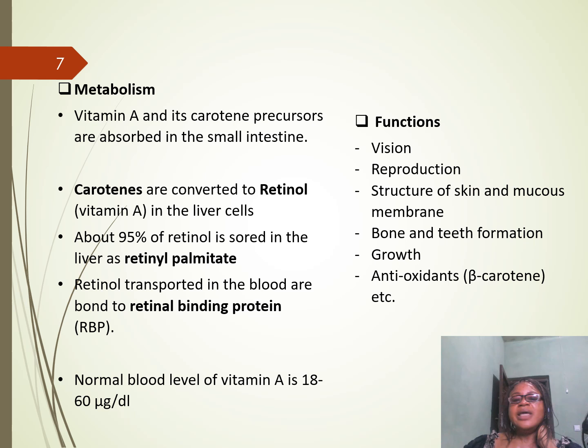Functions of vitamin A: it promotes vision, promotes reproduction, and helps improve the structure of the skin and mucous membrane. It also helps in the formation of bone and teeth, and promotes growth. Importantly, the beta carotene acts as an antioxidant. Antioxidants, we know, help in preventing the oxidation by free radicals that causes disease in the body. So these are the functions of vitamin A when you are maintaining a normal balance or requirement of this nutrient.